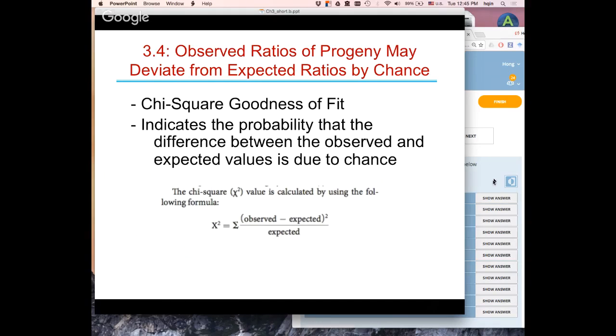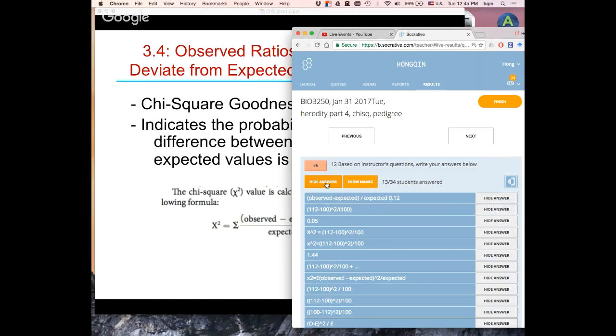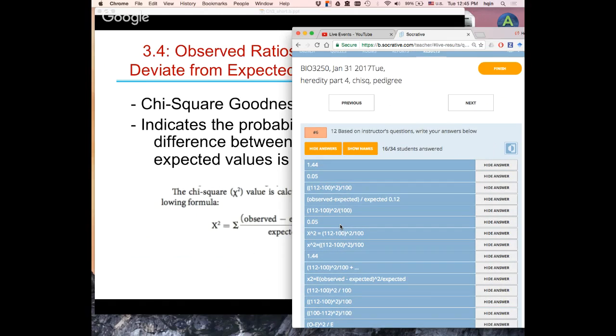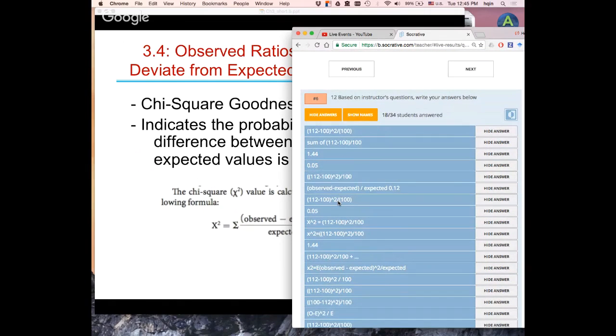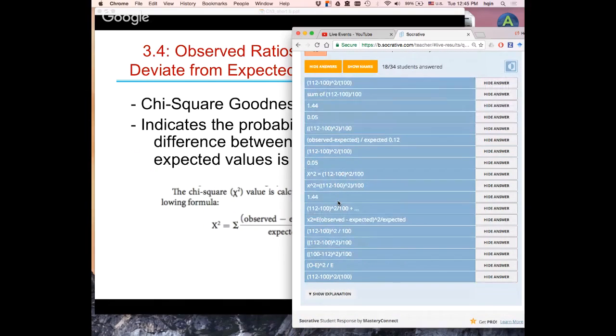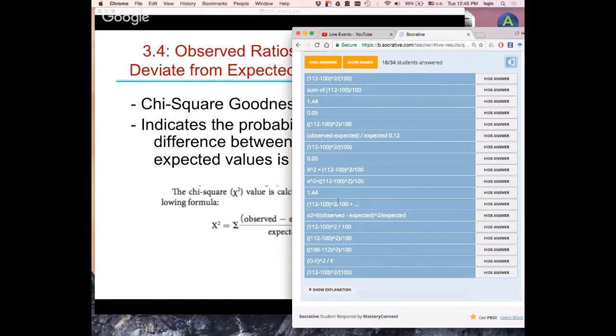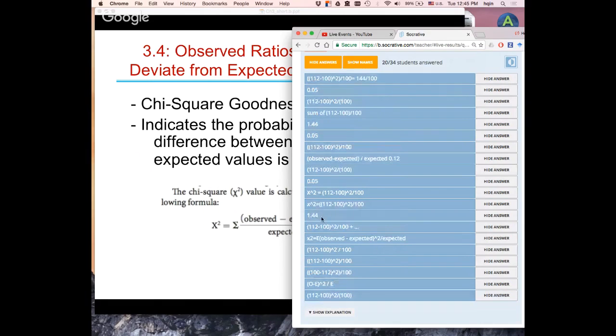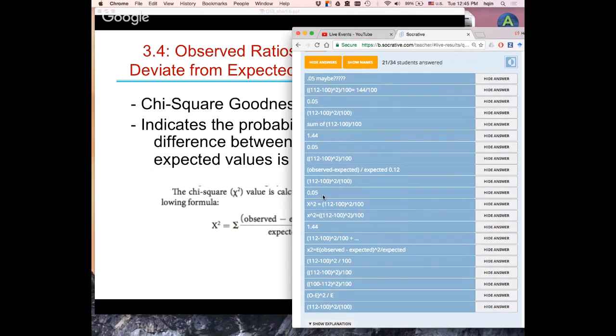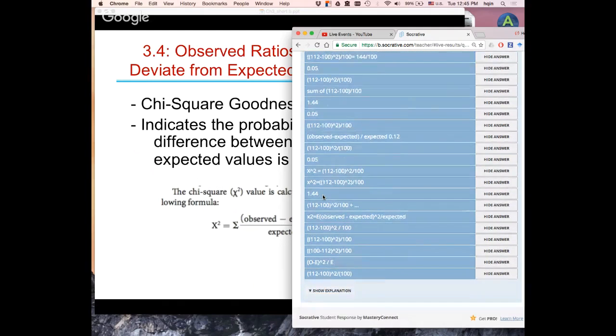Okay, good enough. No, you don't write the formula again. This one, 112 minus 100 divided by 100, is correct. The value 1.44 sounds right. If you got something else, then it's not right.